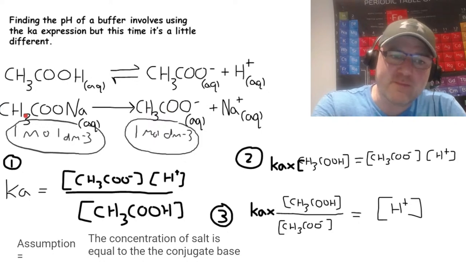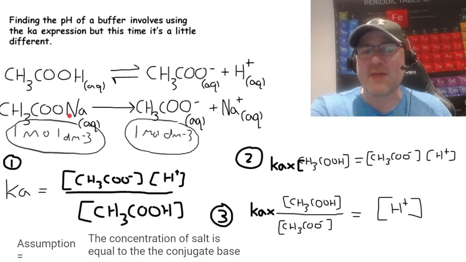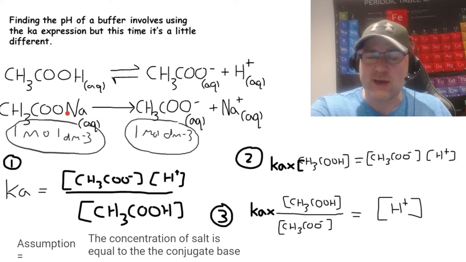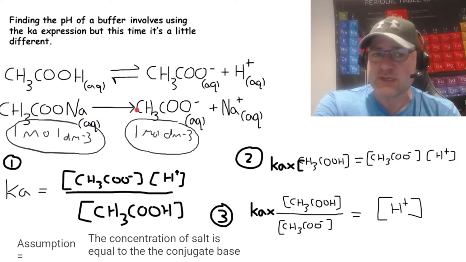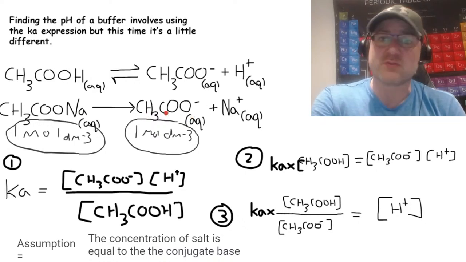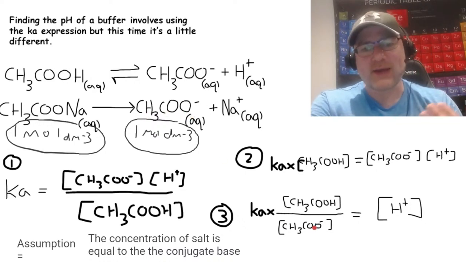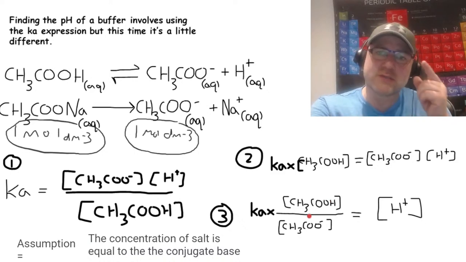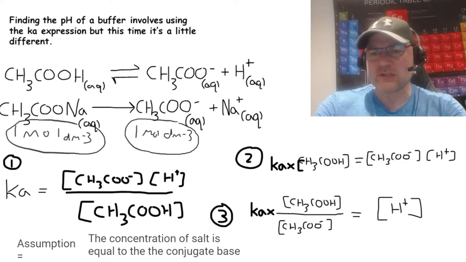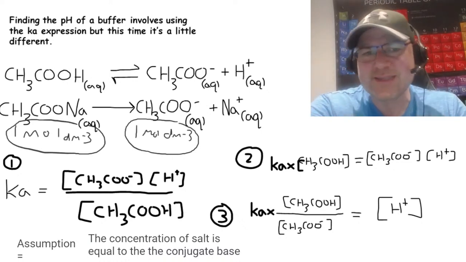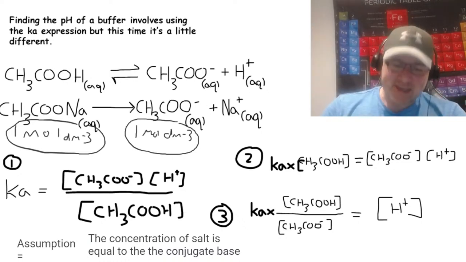But if I'm told that the sodium ethanoate, which is this molecule here, is 2 mol per decimeter, I assume it's fully dissociated and I will have 2 mol per decimeter of ethanoate ions. And I need to make that assumption in order to do this calculation. So be aware, you have to know about that assumption. Right, let's get on with the calculations because I've spent half an hour at least waffling about the theory. So let's get down to the calculations.